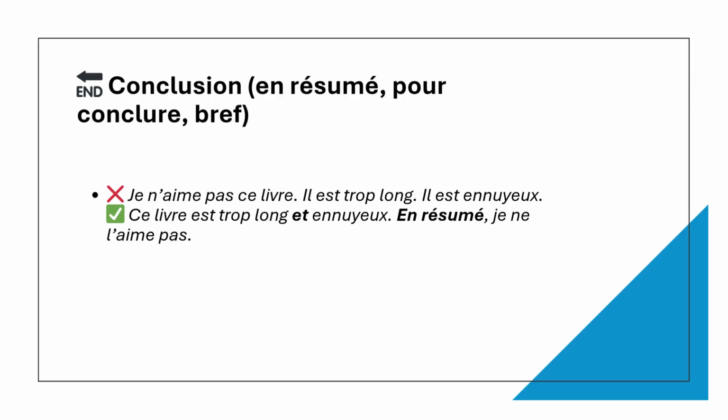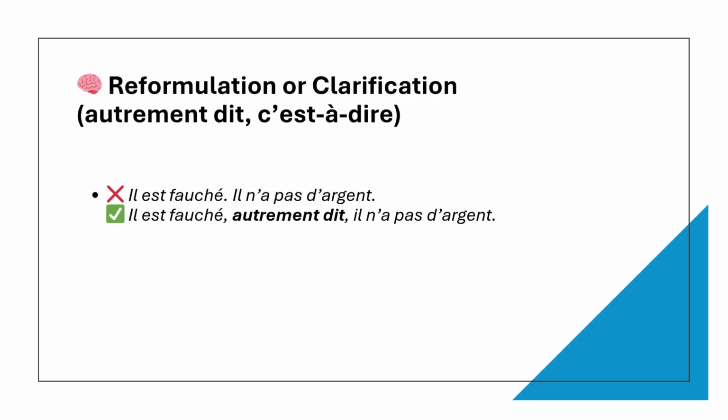And the last one is for the reformulation or clarification example. Il est fauché, il n'a pas d'argent. He's broke, he doesn't have money. How can we make it better? Il est fauché, autrement dit, il n'a pas d'argent. He's broke, in other words, he doesn't have money.